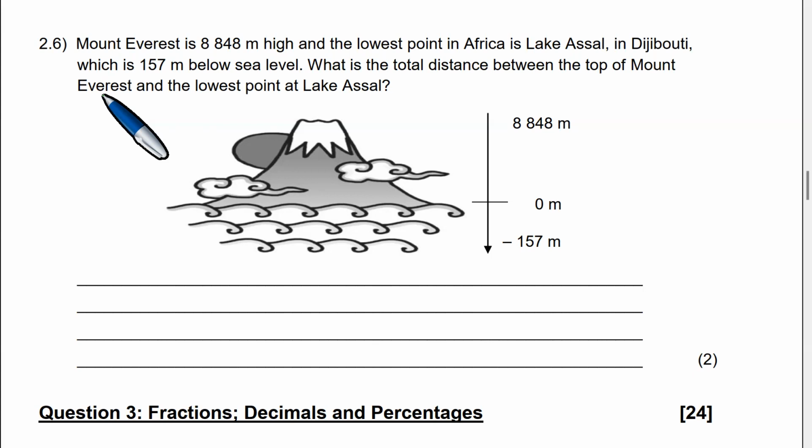Says 8,691. How did you get it, Lindsay? So we had to minus the height of Mount Everest with the sea level. We had to minus 8,848 minus 157.